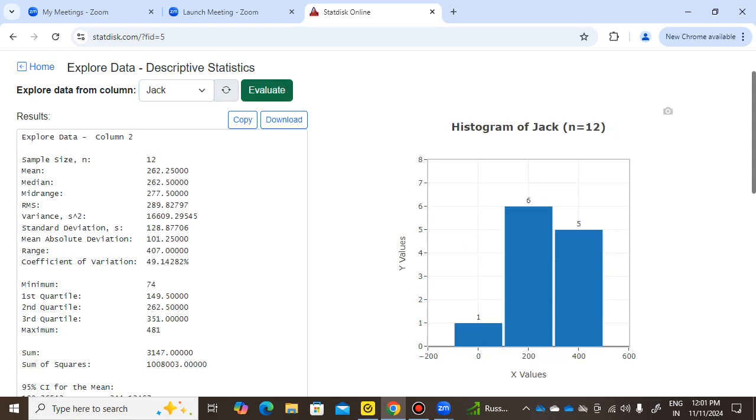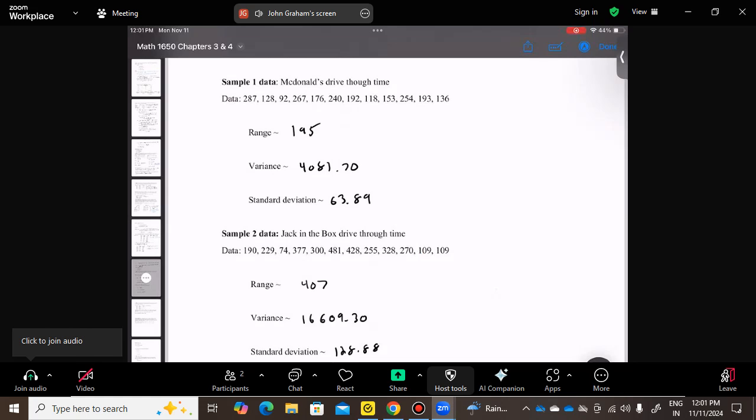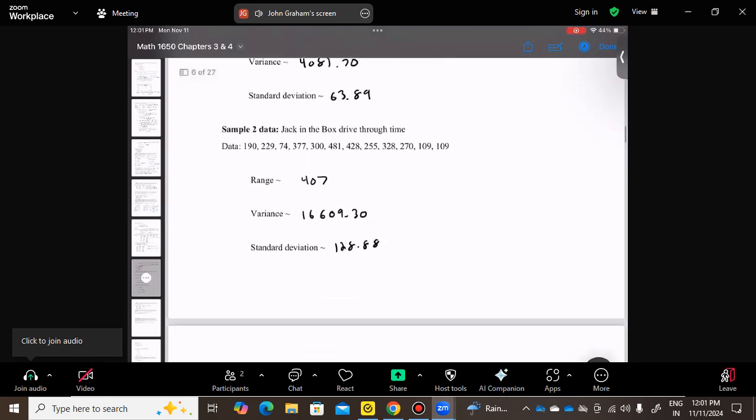Jack in the Box. The range is 407. The variance is 16,609.30, and the standard deviation is 128.88. All right. So we have our measures there.